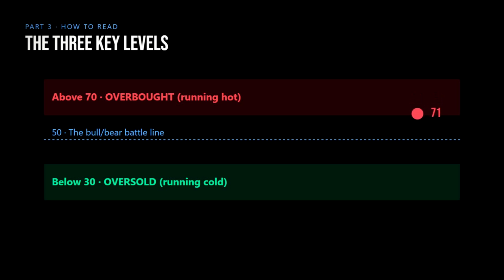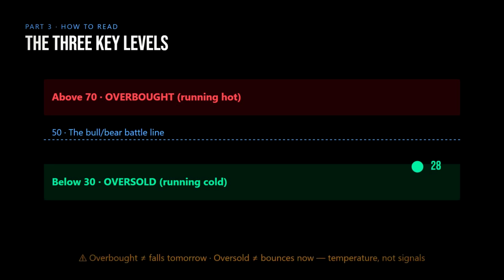RSI holding above 50 generally means buyers have the upper hand. But here is the single most important thing in this entire video: overbought does not mean the price will drop tomorrow. Oversold does not mean it will bounce right away. These are temperature readings, not trading signals by themselves. Keep that in mind, because the trap we cover later is built entirely on this misunderstanding.